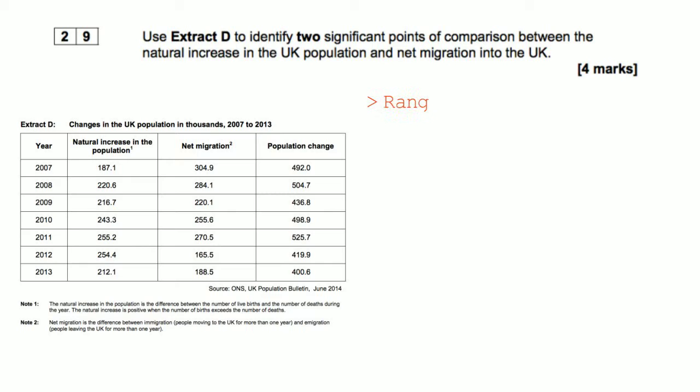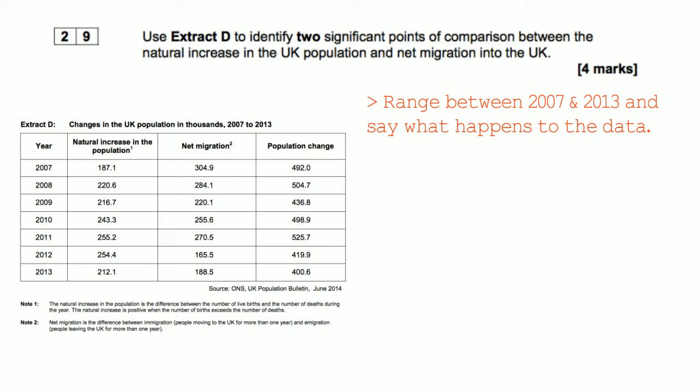One example of what we could say is the range between 2007 and 2013 and say what happens to the data. So we could say that the natural increase in the population was higher at the end of the period than at the start of the period, whereas net migration was lower at the end of the period than at the start of the period. So that's my point, and now we're going to back it up with data. So natural increase in the population rose from 187,100 in 2007 to 212,100 in 2013. Whereas net migration fell from 304,900 in 2007 to 188,500 in 2013.